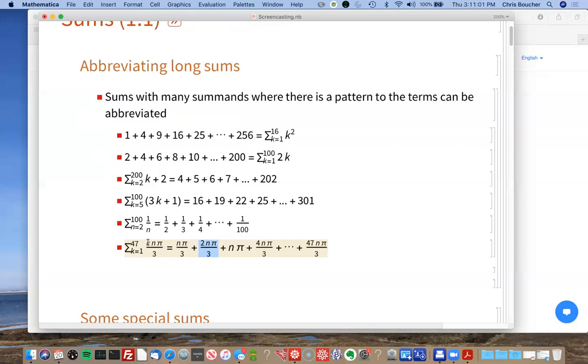And notice that if this k is a 3, it's going to cancel with the 3 in the denominator, giving me just n times pi. And then I keep on going, and 47 is the last counter value. Again, the point of this example is to distinguish between the counter k and other variables that might be in the sum. In this case, n, which is kind of just along for the ride. So when I plug in k equals 47, I get 47 n pi over 3, which is the final term in the summation.